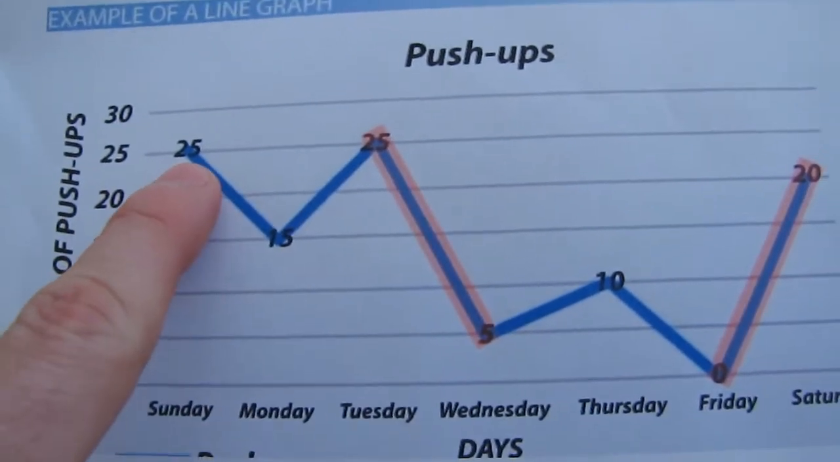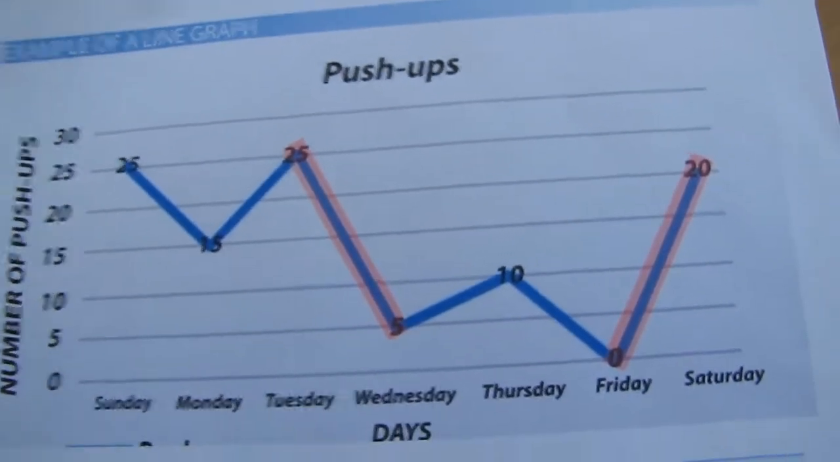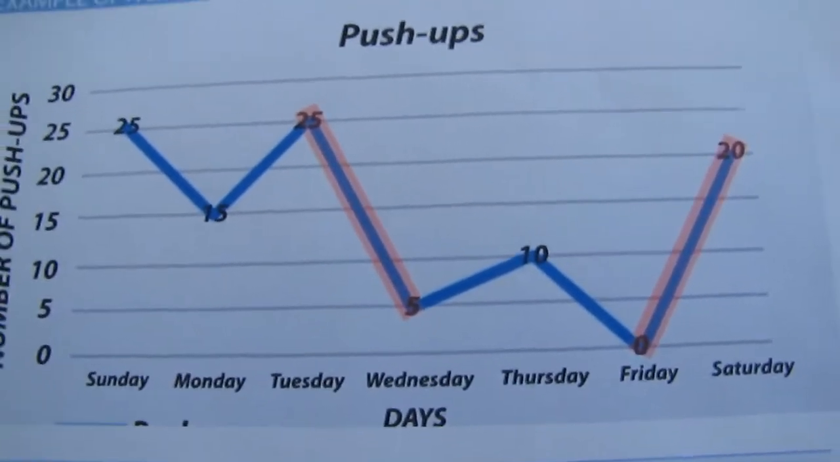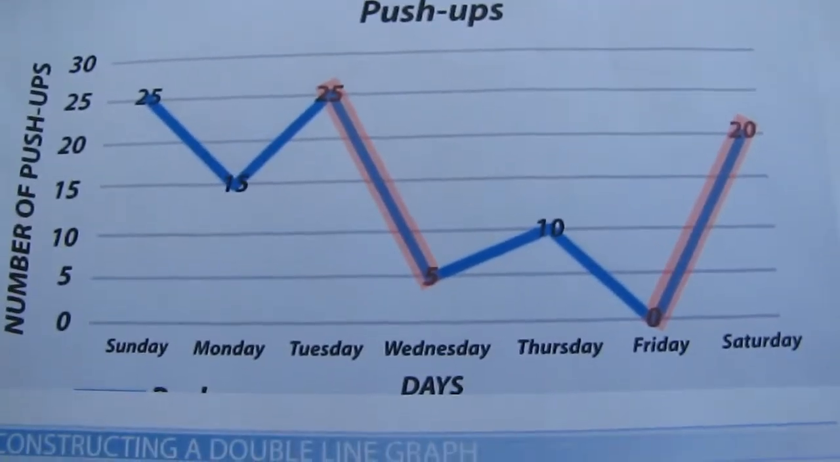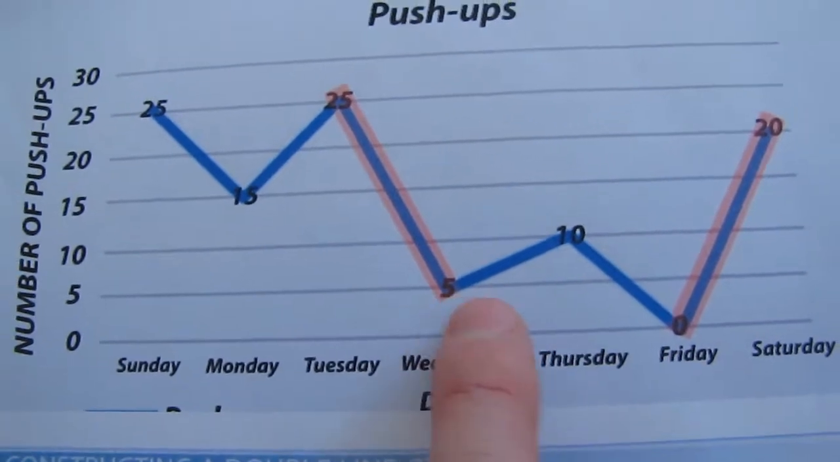They could be selling 25 units on the Sunday, etc. And they thought, right, how can we maximise our sales? And then they might put their data into a line graph like this and realise that, look, Friday and Wednesday, they are not doing very well on the sales.